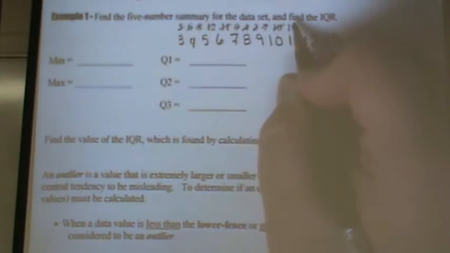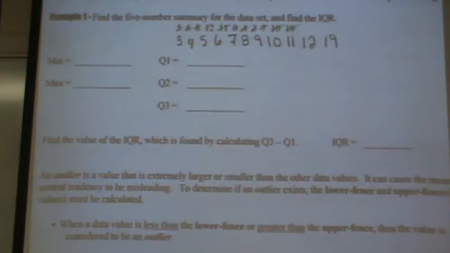Our smallest number that we're given is a 3. Then we have a 4, a 5, a 6, a 7, 8, 9, 10, 11, 12, and a 19. So that should be all of our numbers ordered like that.